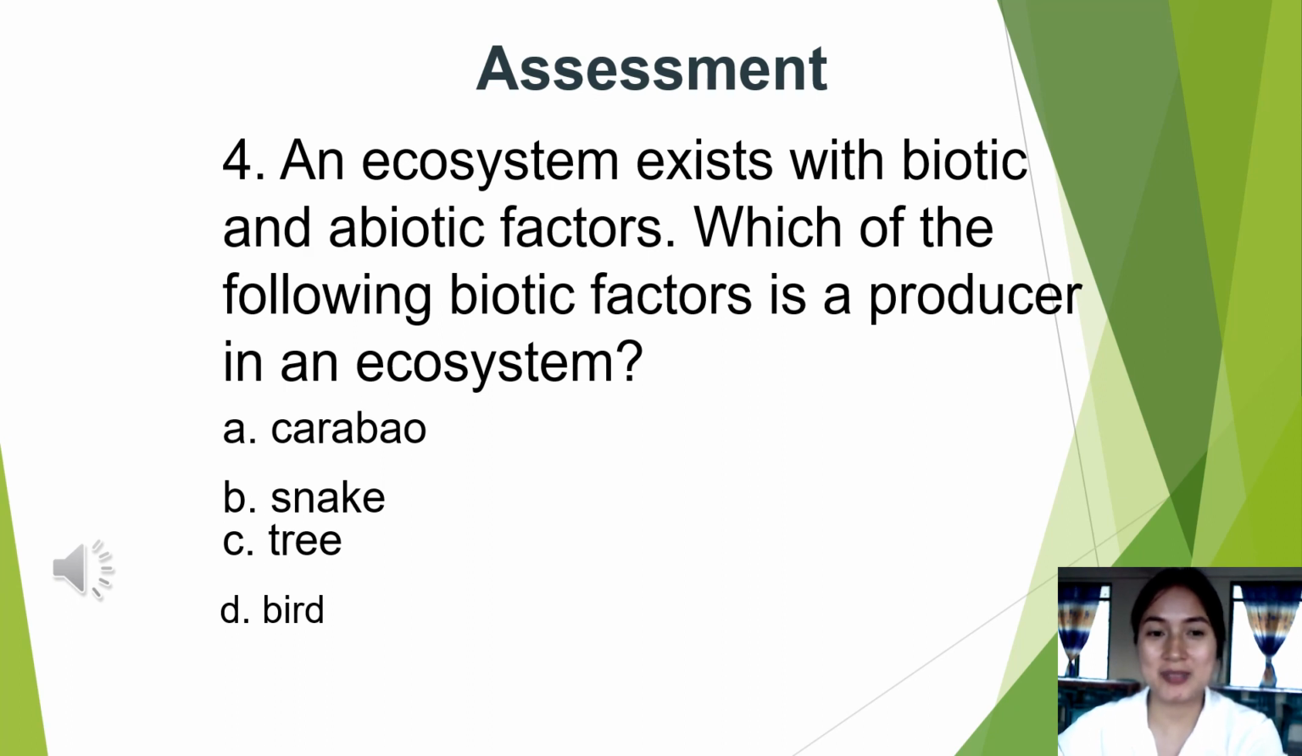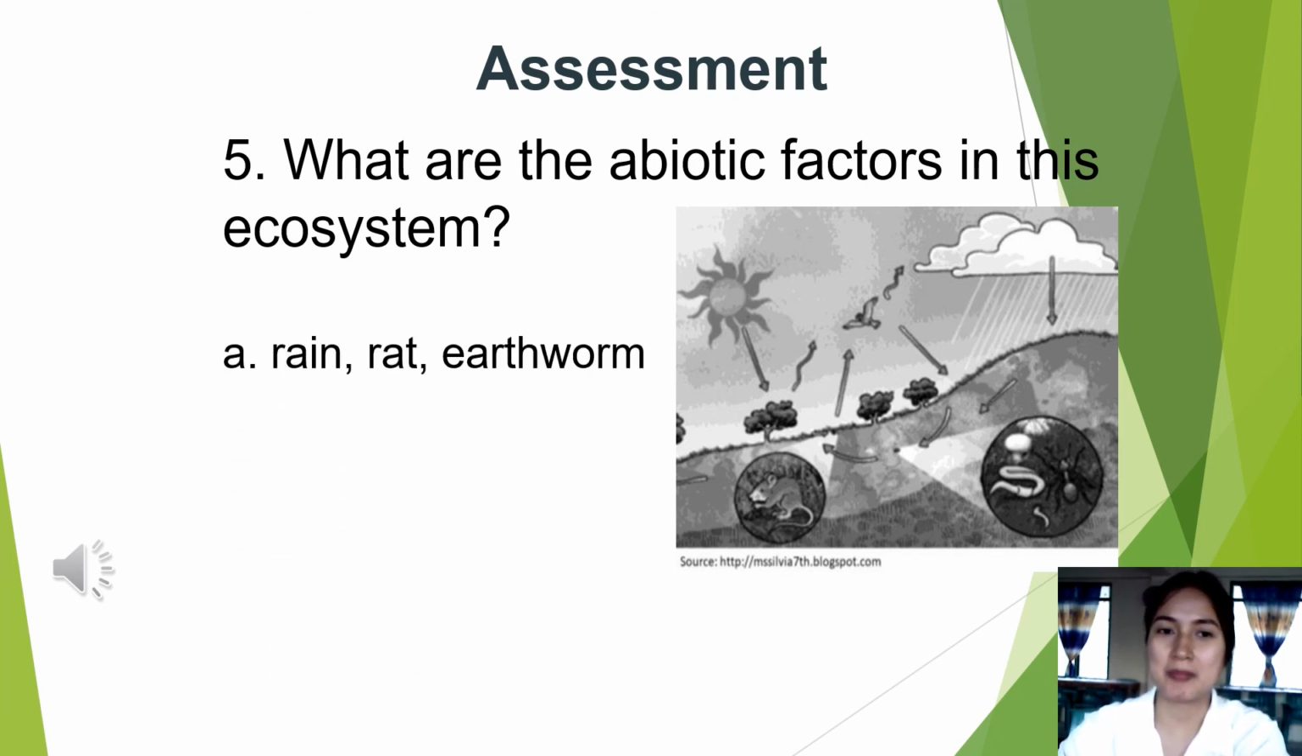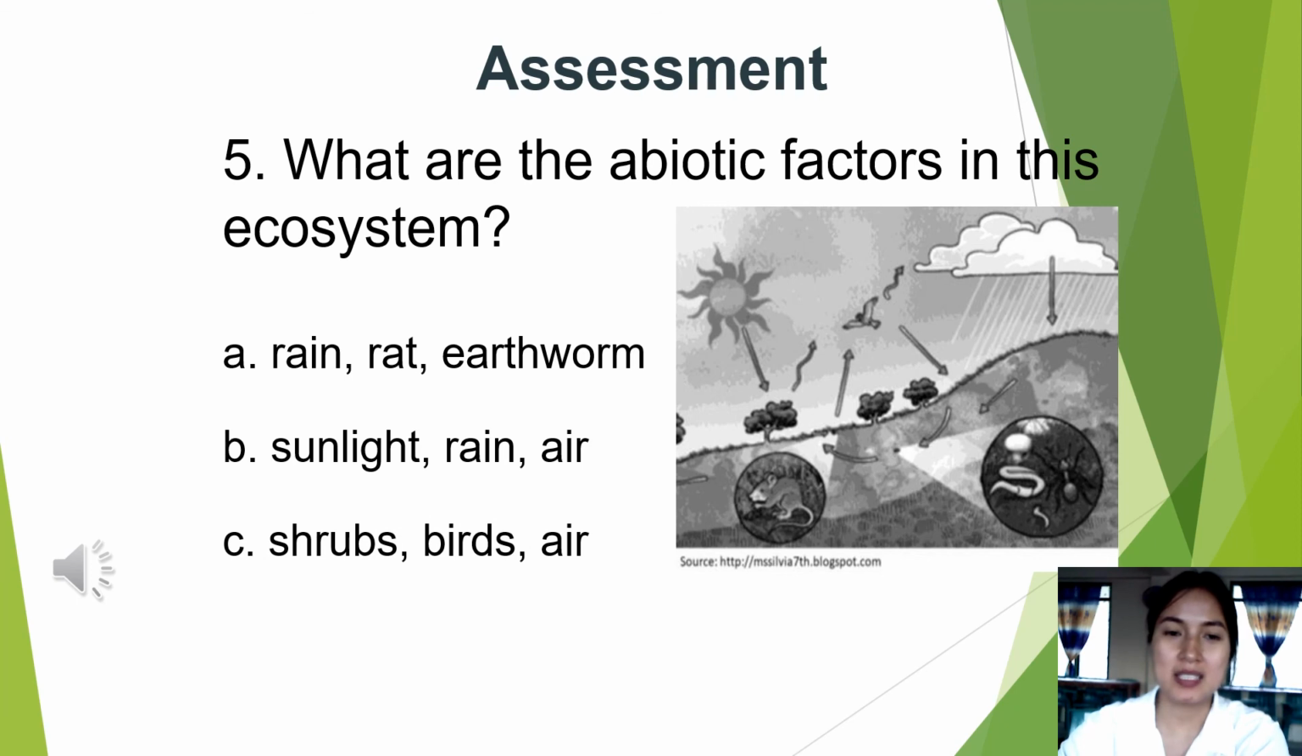Okay, so shall we check? The correct answer is letter C. Okay, for number 5, what are the abiotic factors in this ecosystem? A. Rain, rat, earthworm. B. Sunlight, rain, air. C. Shrubs, birds, air. D. Rat, shrubs, spiders.